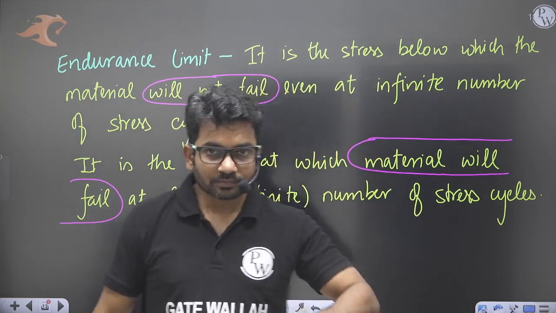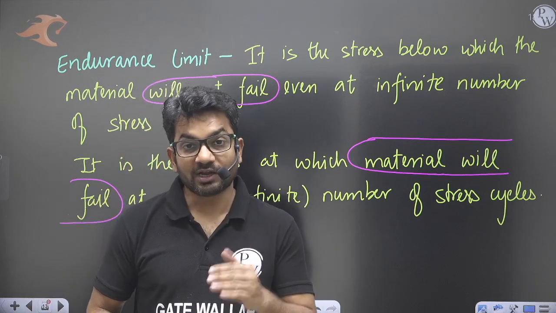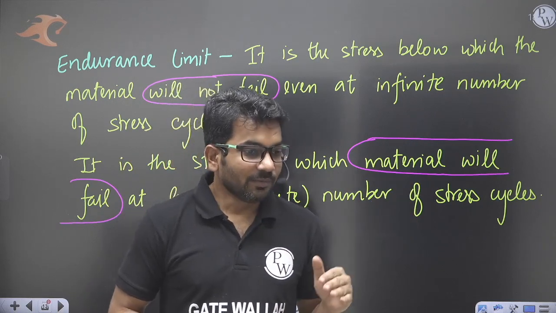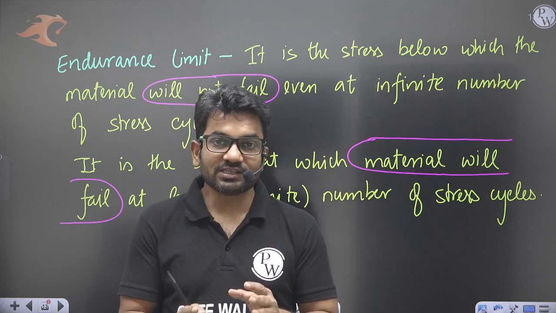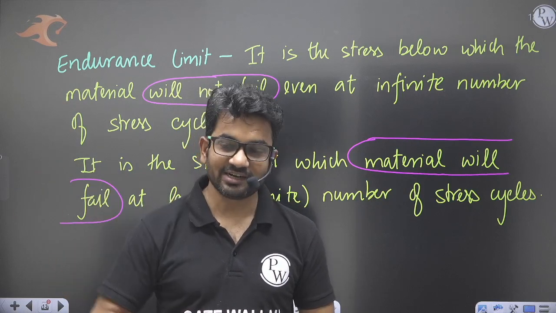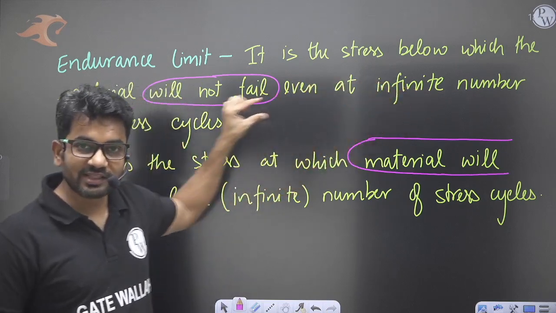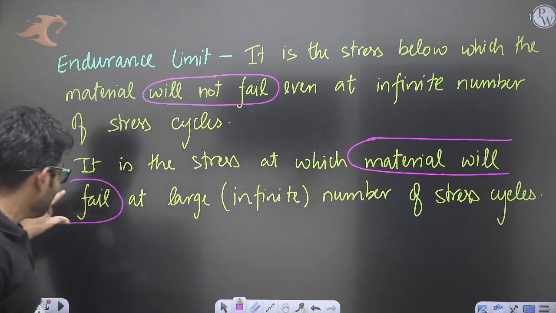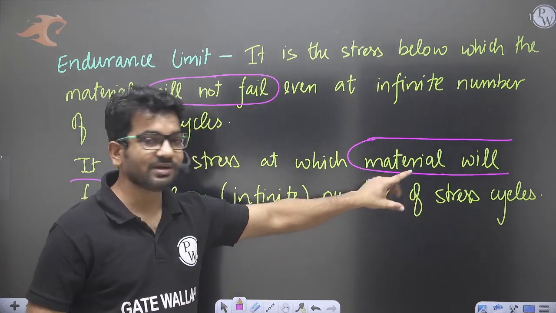same thing. Suppose you propose to a girl, and she says yes, I accept your proposal, but I will marry you after an infinite number of years. Or if she says I will not marry you even after an infinite number of years, the answer is the same, that she has rejected the proposal. Same thing here: the material will not fail even after an infinite number of stress cycles, then also the material is not failing actually. And if they are saying that the material will fail at an infinite number of stress cycles, the result is the same, that the material will not actually fail.